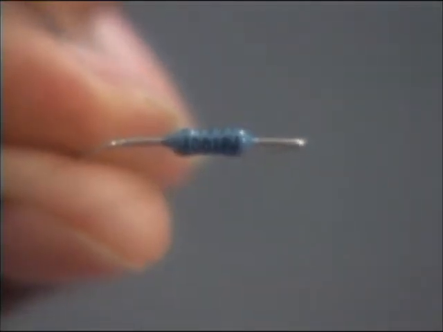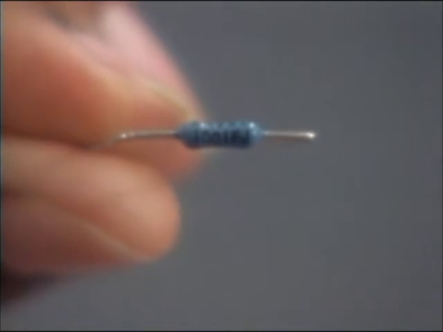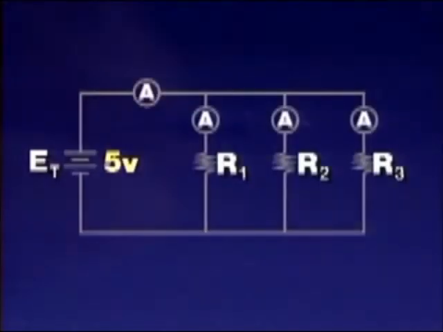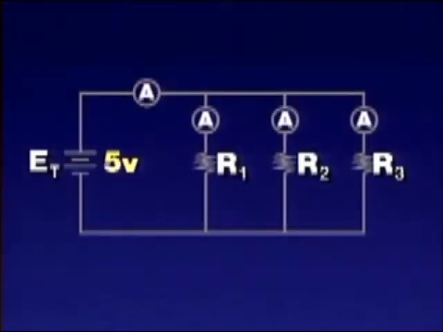Now add a third 1,000 ohm resistor to the circuit. Referring to the schematic, the third resistor will be added in parallel with the first two resistors. In addition, another ammeter will also be added to measure the current in the third branch. Turn off the power supply.